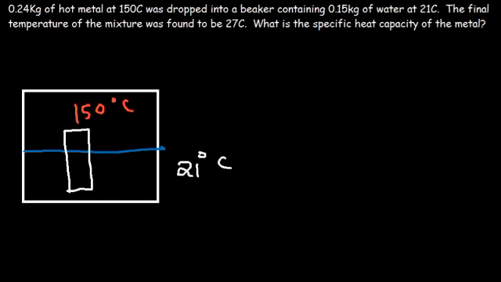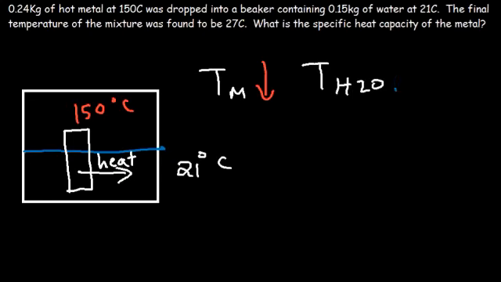Heat likes to flow from hot to cold, so heat is going to flow away from the metal into the water. So the temperature of the metal will decrease and the temperature of the water will increase. Therefore the final temperature is going to be somewhere between 21 and 150 degrees Celsius. And we know what the final temperature is, 27.